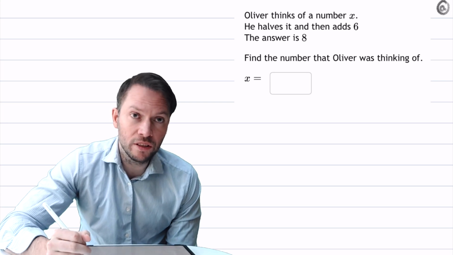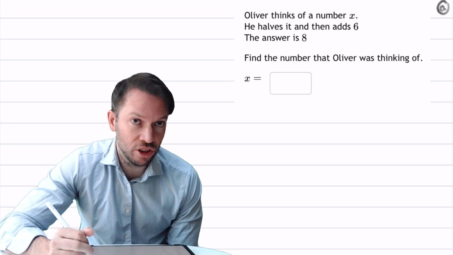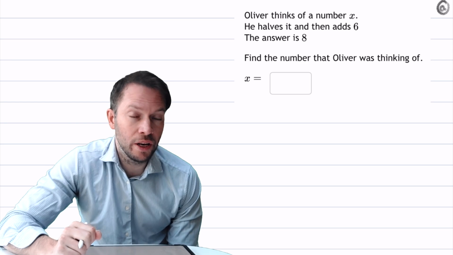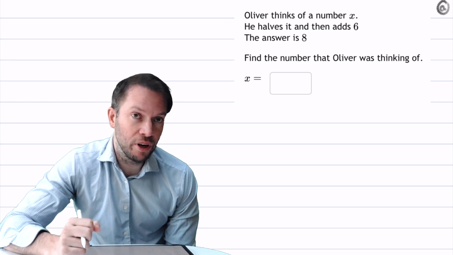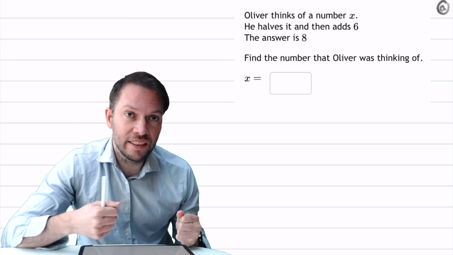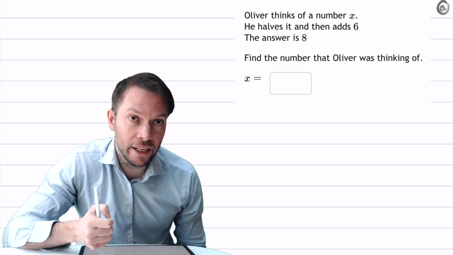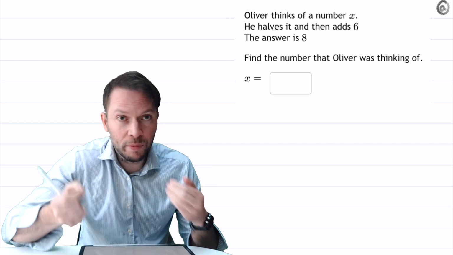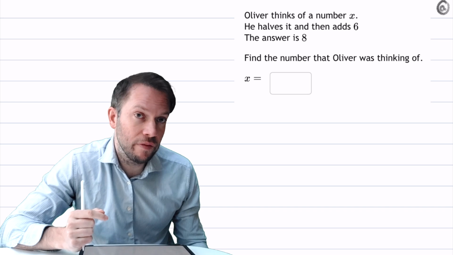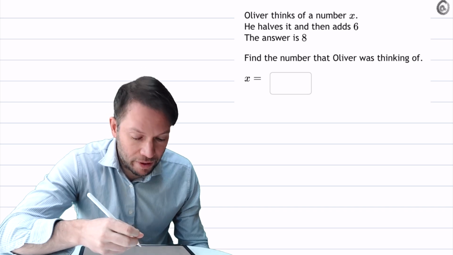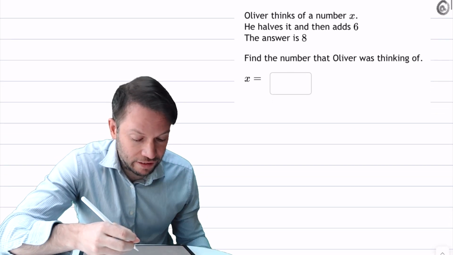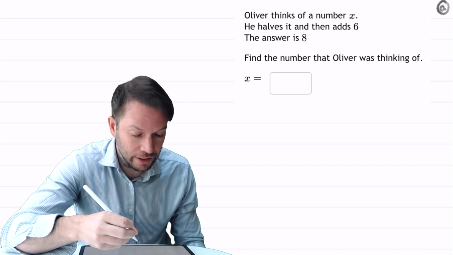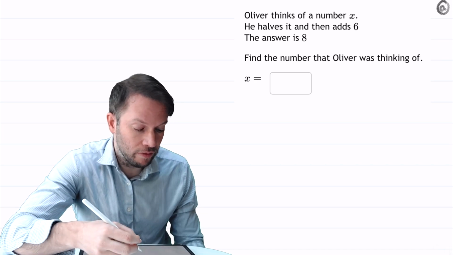In this video, we're going to form and solve an equation involving doing something to a number. Now, the whole point of algebra is that we want to represent information about some unknown value and then solve some equation in order to find out what that value is. If we take this problem here, Oliver thinks of a number x, he halves it and then adds 6. The answer is 8. Find the number that Oliver was thinking of.